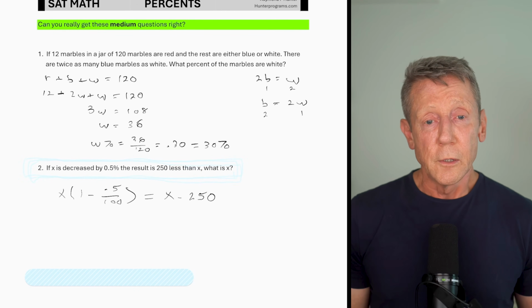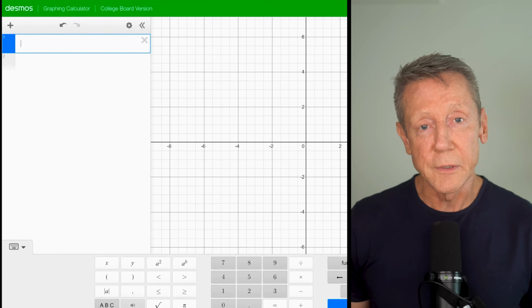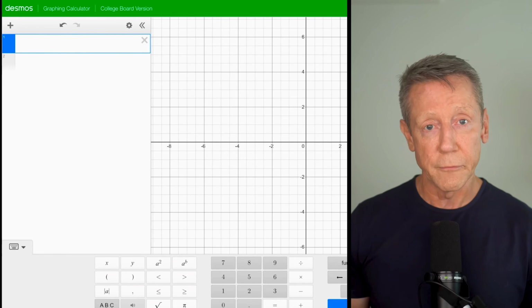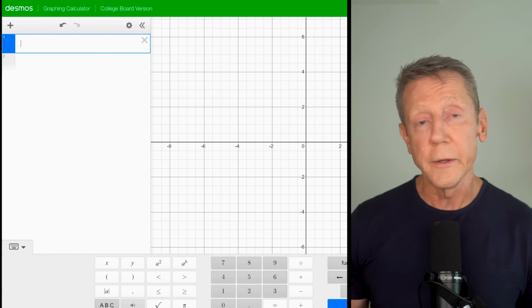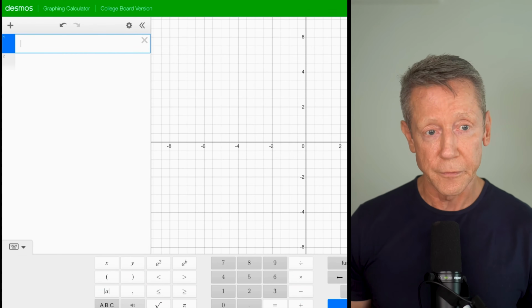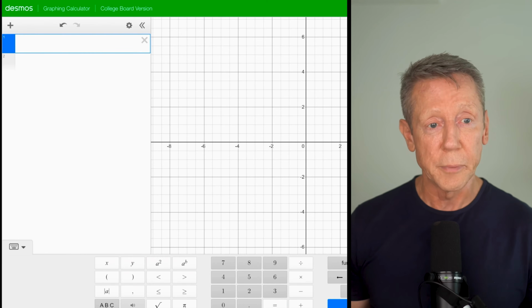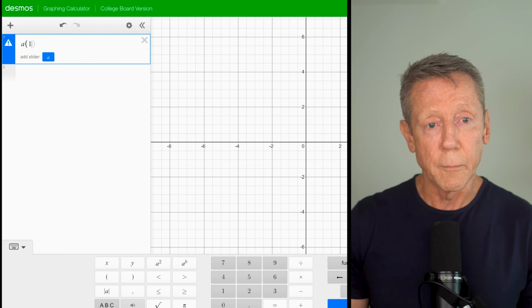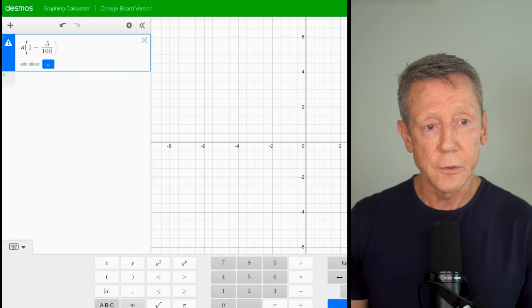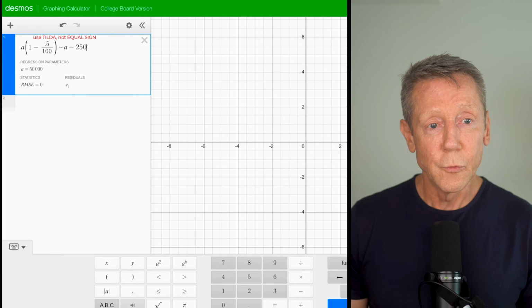The rest of this, we just feed it into Desmos. So let's head over to Desmos and take a look at that. I'm going to go ahead and input this into Desmos, but before I do, I have to swap out the variable. X is a variable that's reserved as the independent variable in Desmos, and Y is reserved as the dependent variable, so we can't use them for what we're about to do, evaluating. So I'll just swap it out. I'll pick any letter other than X and Y. I'll pick A. So here we go. So we have A, open paren, 1 minus 0.5 over 100, close paren, equals A. Don't forget to swap it out everywhere. So A minus 250. And if we hit enter, we get 50,000.